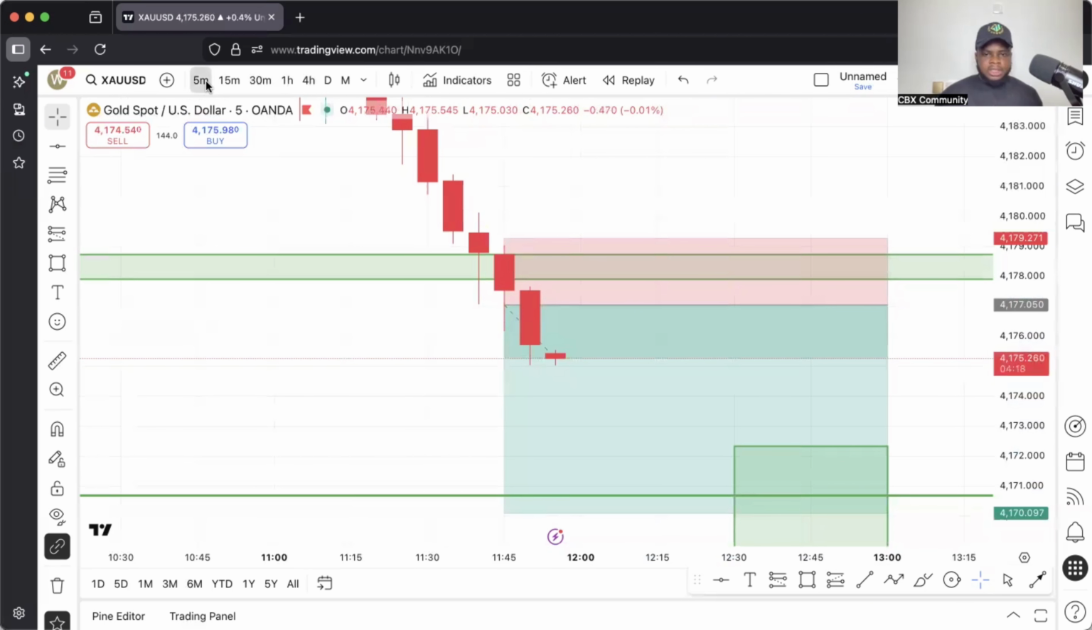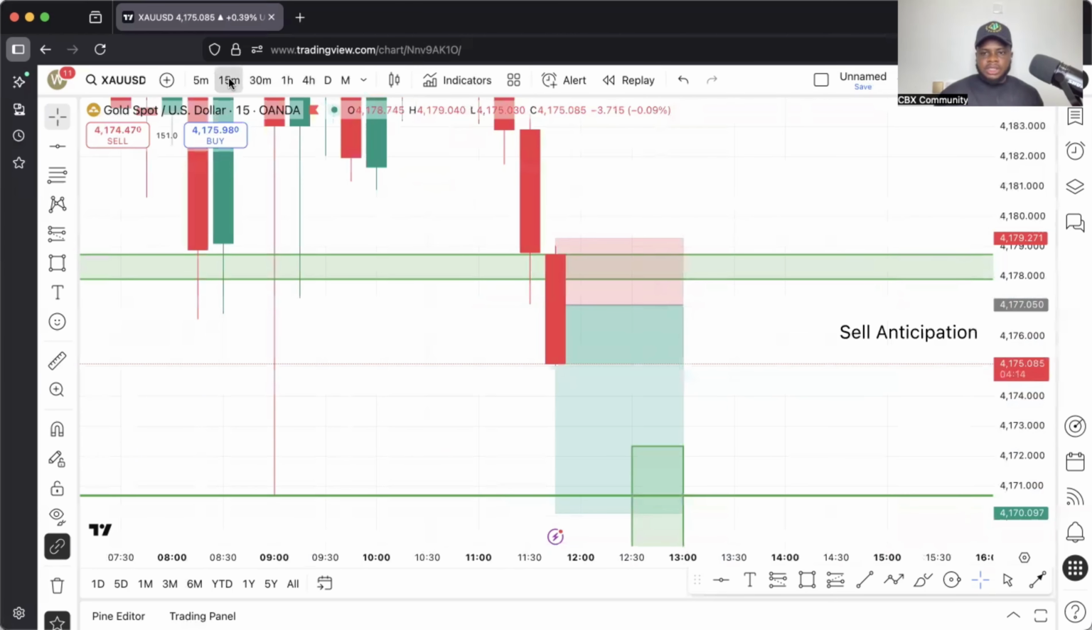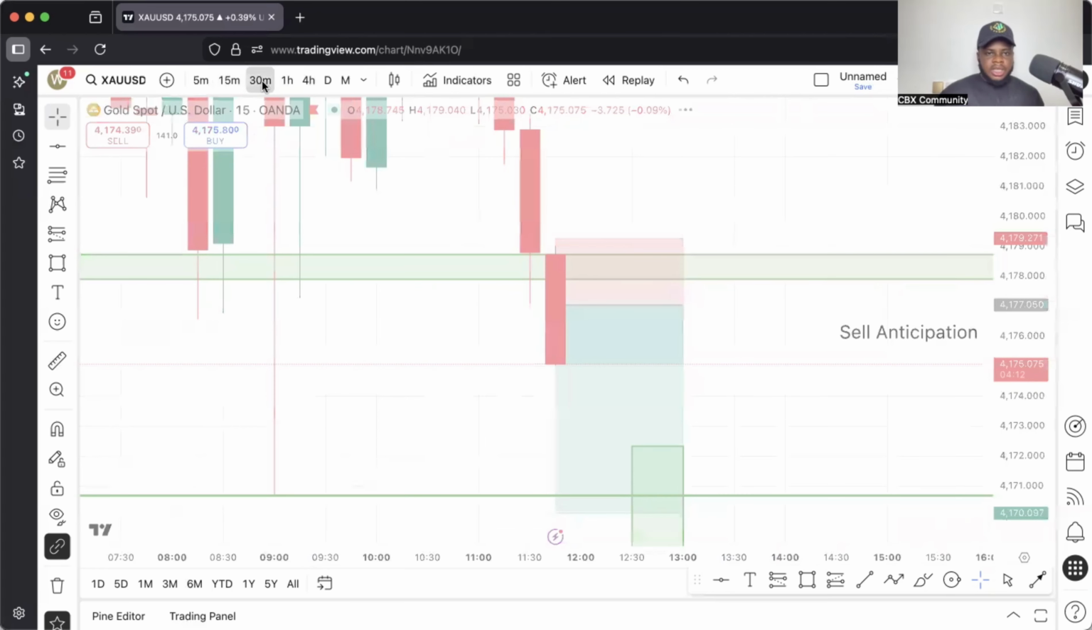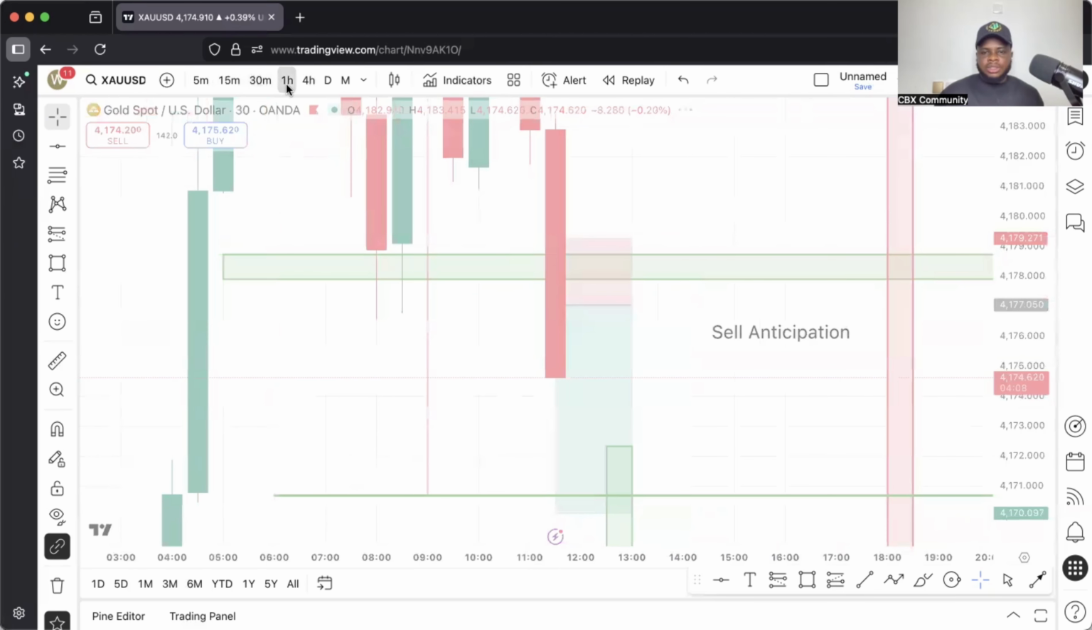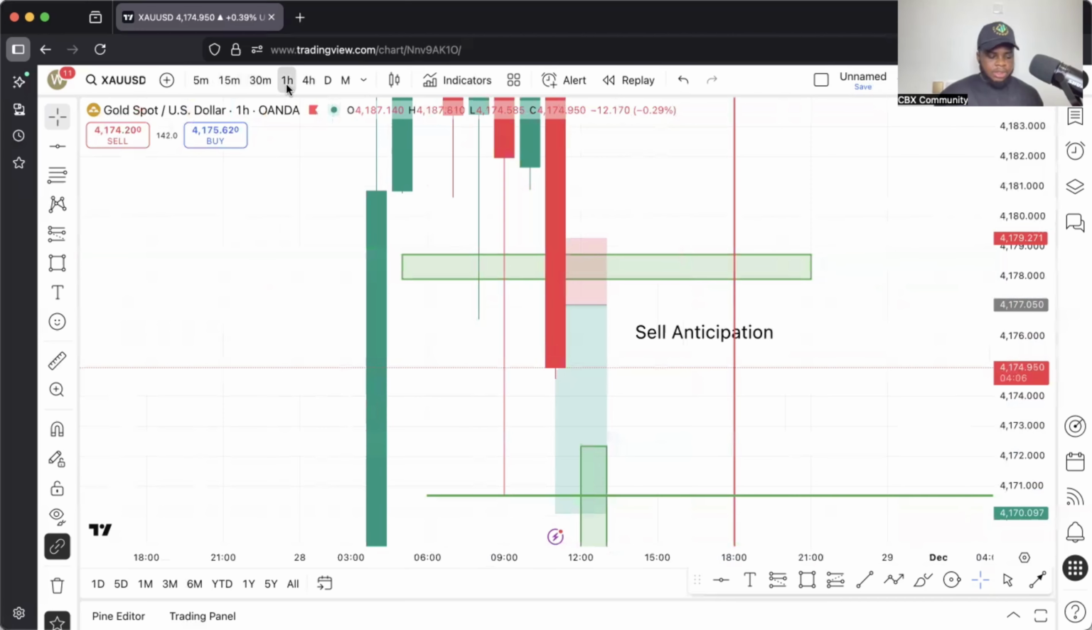The 15 minutes candle is left with 4 minutes. The 30 minutes candle is left with 4 minutes. The 1 hour candle is left with 4 minutes. Okay, I know what to do.